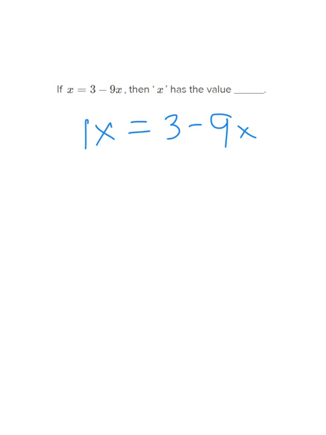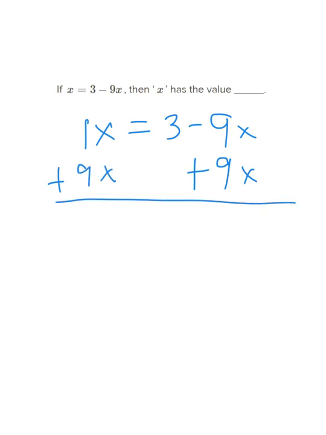All right, so how are we going to solve this equation? Well, this is what I suggest. I suggest we do the opposite of subtracting 9x. The opposite of subtracting 9x is to add 9x to both sides. And when that happens, you get 1x plus 9x. That equals 10x. Equals, bring down the 3. This much is equal to 0.